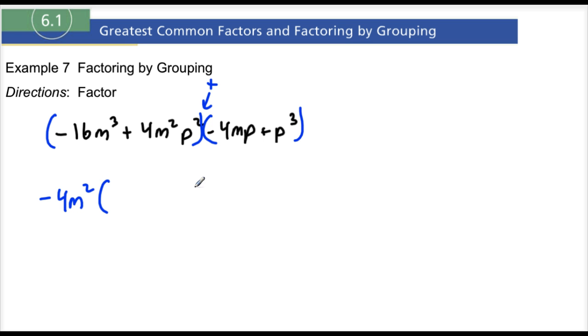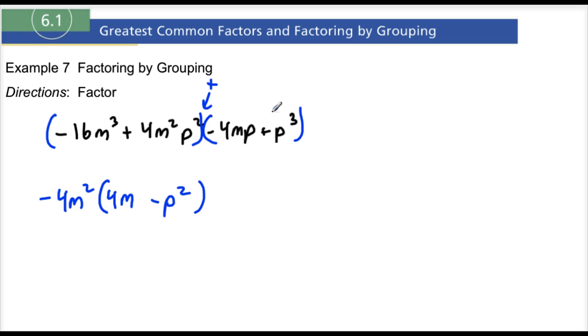Well, they both have an m squared in common. All right, so now I'm going to put my parentheses. So this is my GCF. Negative 4m squared times what gives me back my original? Well, that's going to give me a 4m. Okay. Negative 4m squared times what gives me 4m squared p squared? I think that's just going to give me minus p squared. Right? If I multiply negative 4 times this, it's positive.